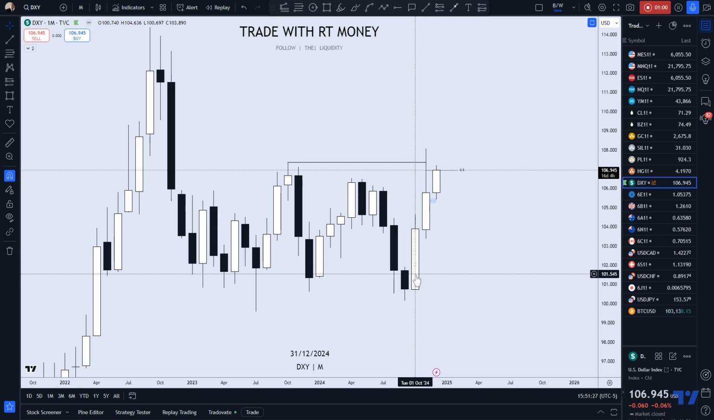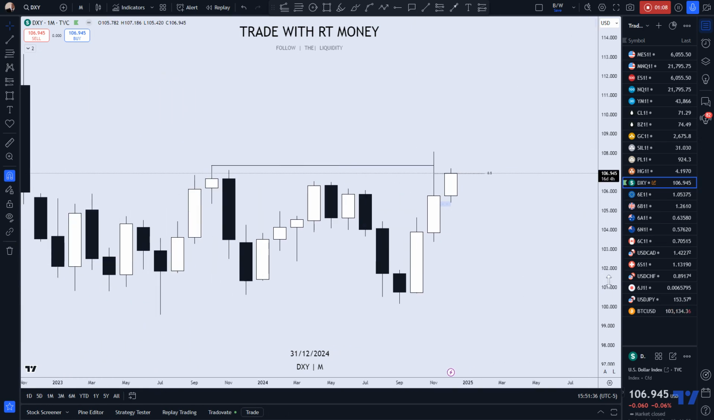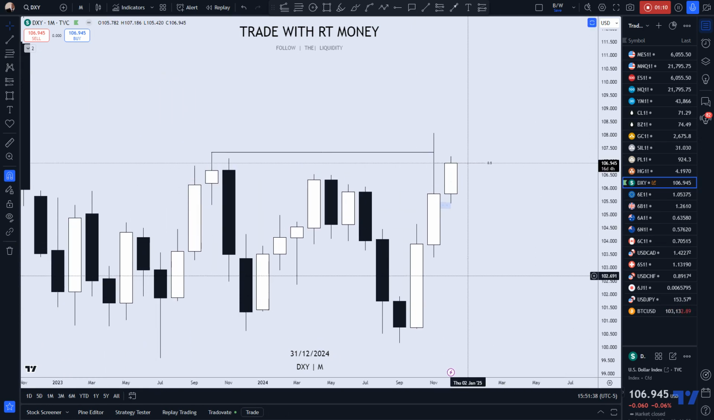October, November, and we are now in December. We are moving in one direction. That should be obvious. Where are we going next? The idea is to go from one PD array to the next PD array. We go from discount arrays to premium arrays, premium arrays to discount arrays.